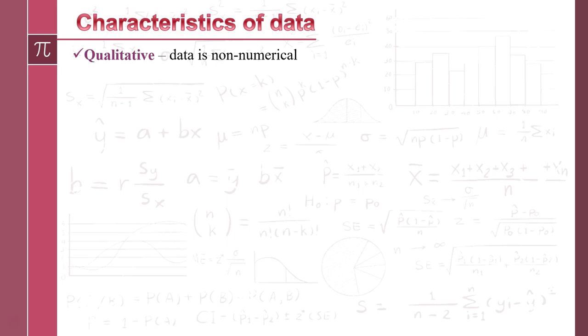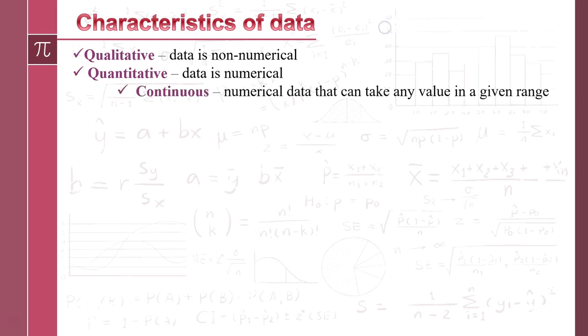So for example, if you're doing a survey and you wanted to find out about hair colour, like blonde, brown, black, ginger, whatever, those would be qualitative, non-numerical, because they're words. And obviously the other version of that is the quantitative, which is the one that is numerical data.